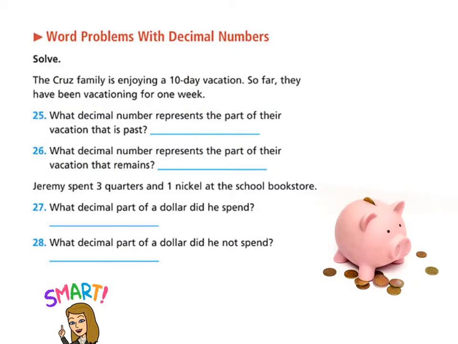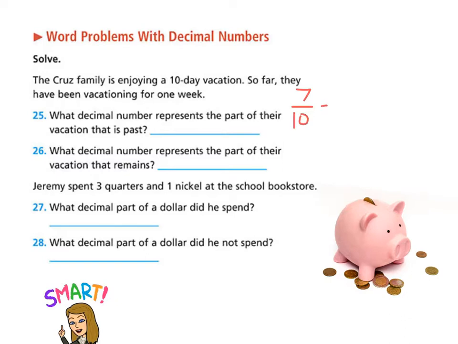All right, I have a few more situations, word problems to show you. The Cruz family is enjoying a 10-day vacation. So far, they have been vacationing for 1 week. What decimal number represents the part of their vacation that is past? And what decimal number represents the part of their vacation that remains? Okay, so they did 1 week out of a 10-day. Well, remember, there are 7 days in 1 week, so that means they have done 7/10ths so far.